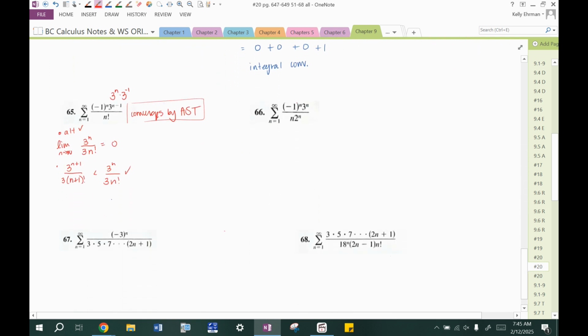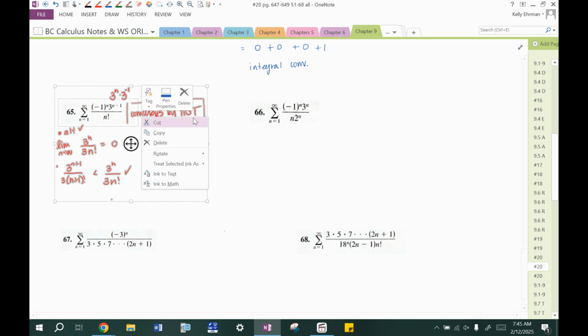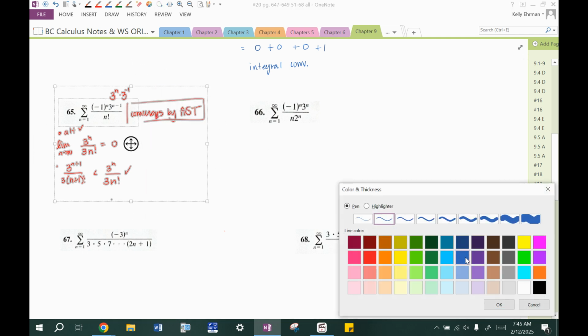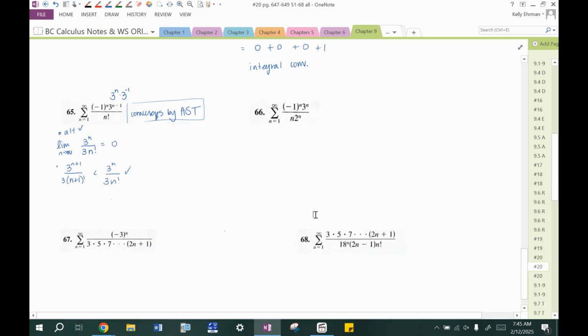It is alternating, but I don't know if we can say confidently, without doing L'Hopital's, that 3 to the n over n times 2 to the n is necessarily 0. So maybe I would do a ratio test on this one. Sorry, colors again. Make that blue so I can continue to alternate. This one needs to be red.